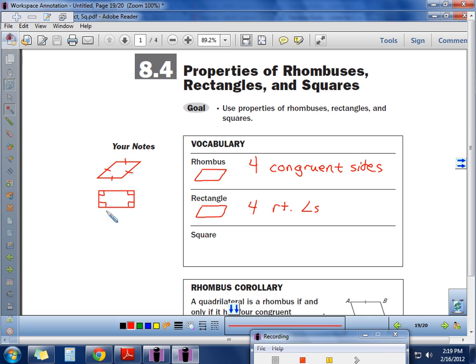A square is pretty unique, though. If you look at our poster on the wall, you can see that a square comes from both a rhombus and a rectangle. That means it shares qualities from both shapes. A square typically looks like this. Not exactly like that. We'll say that. It has four right angles and four congruent sides.